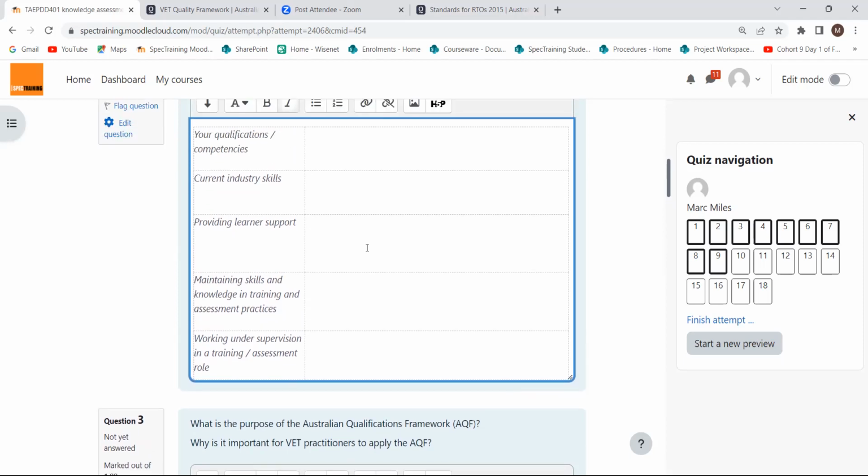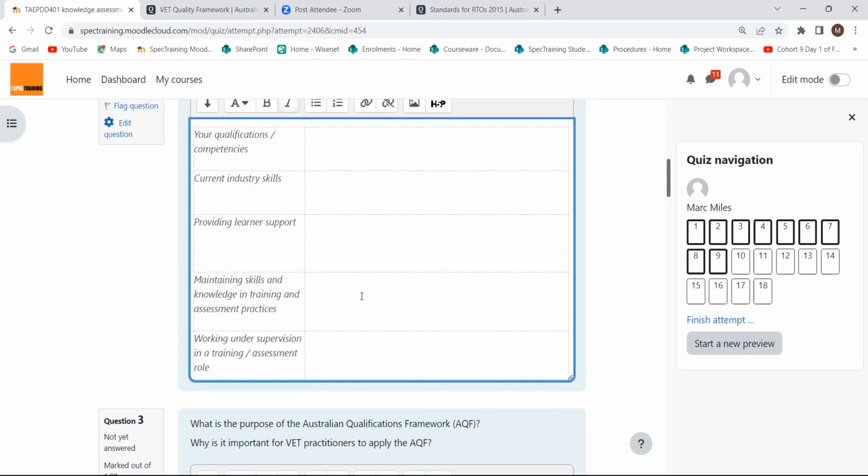Maintaining skills and knowledge in training and assessment practice. Again, that relates back to your requirements to be a trainer assessor. You need to be able to demonstrate that you've got current skills and knowledge as part of the TAE and as part of your industry. Okay. Working under supervision in a training and assessment role.